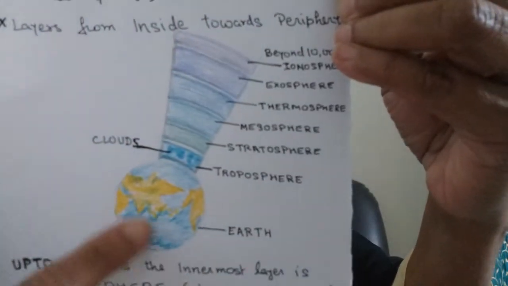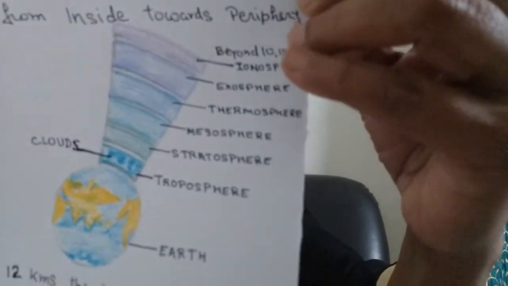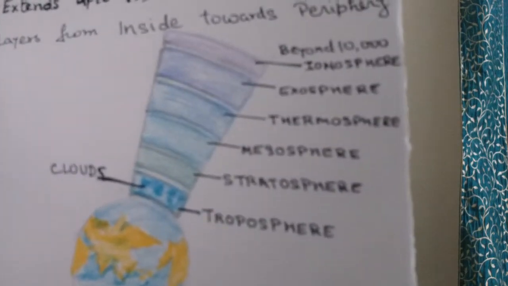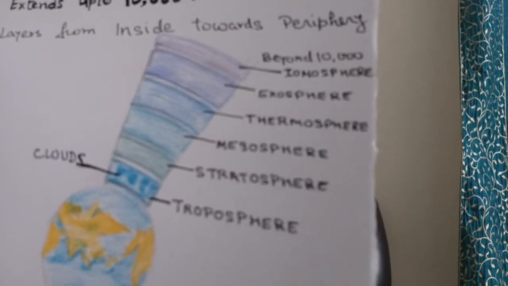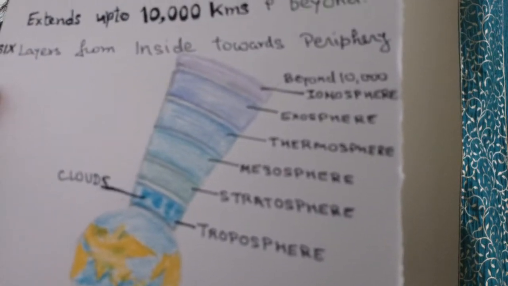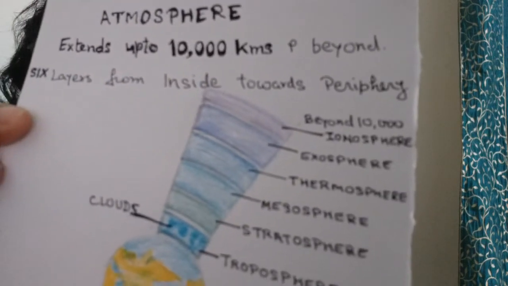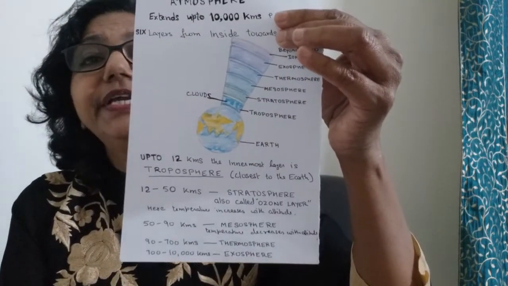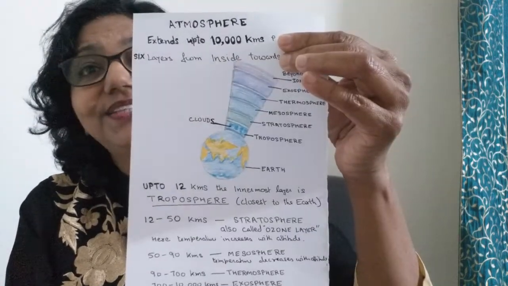This is the earth, and the region which is closest to the earth is the troposphere. You can see clearly in this figure: the troposphere, then stratosphere, mesosphere, thermosphere, exosphere and ionosphere. So there are 6 layers and the atmosphere of the earth extends beyond 10,000 kilometers. I have already explained the heights and the importance of each region.